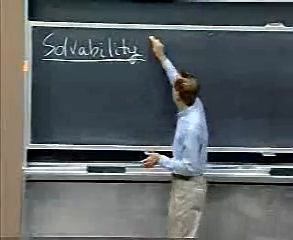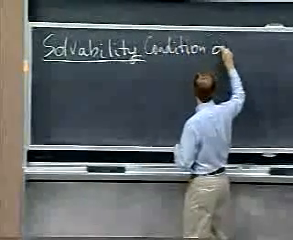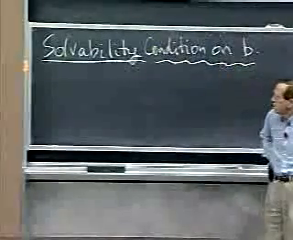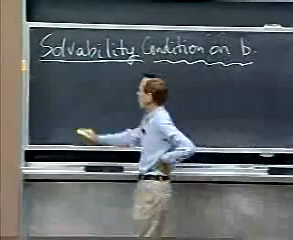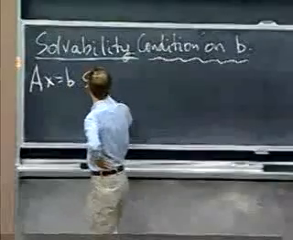So this is the condition on the right-hand side. And what is that condition? This is solvability always of Ax equal b. So Ax equal b is solvable.